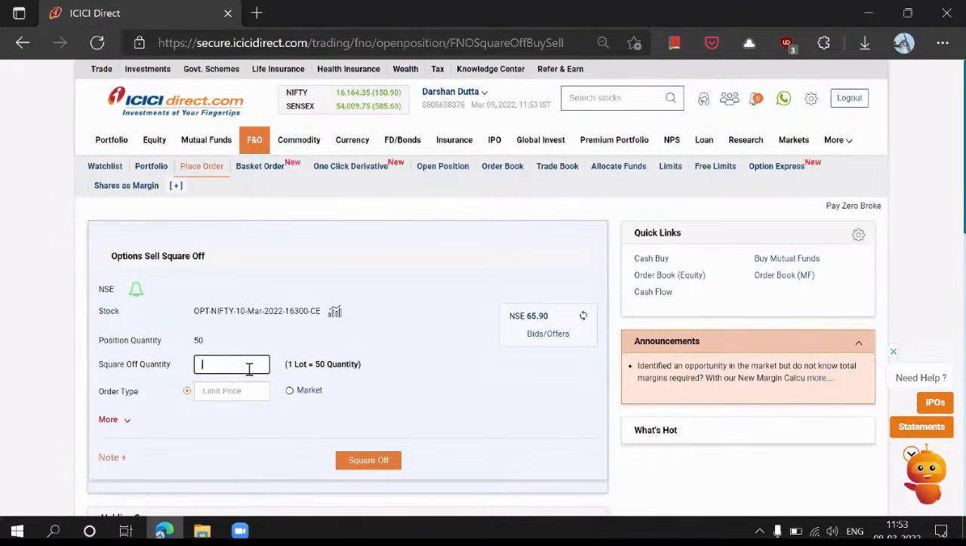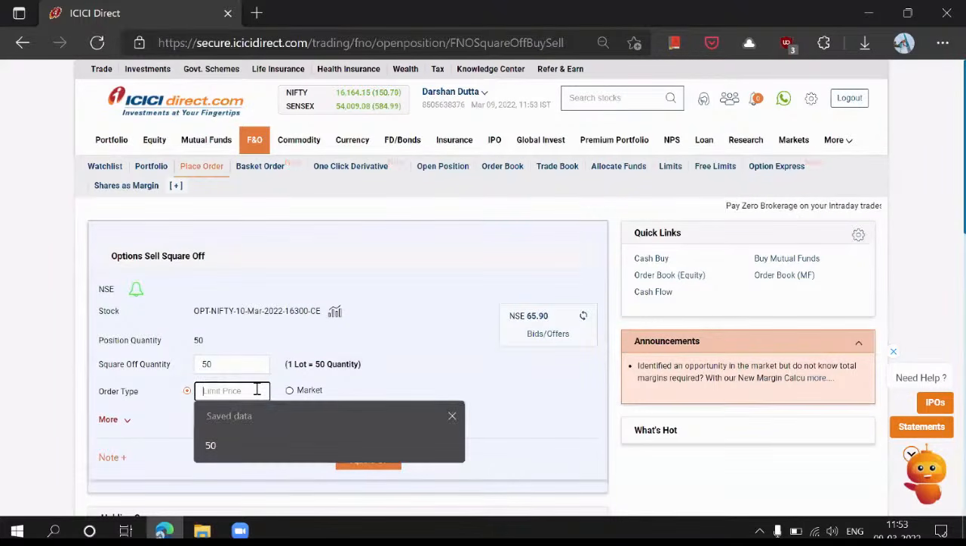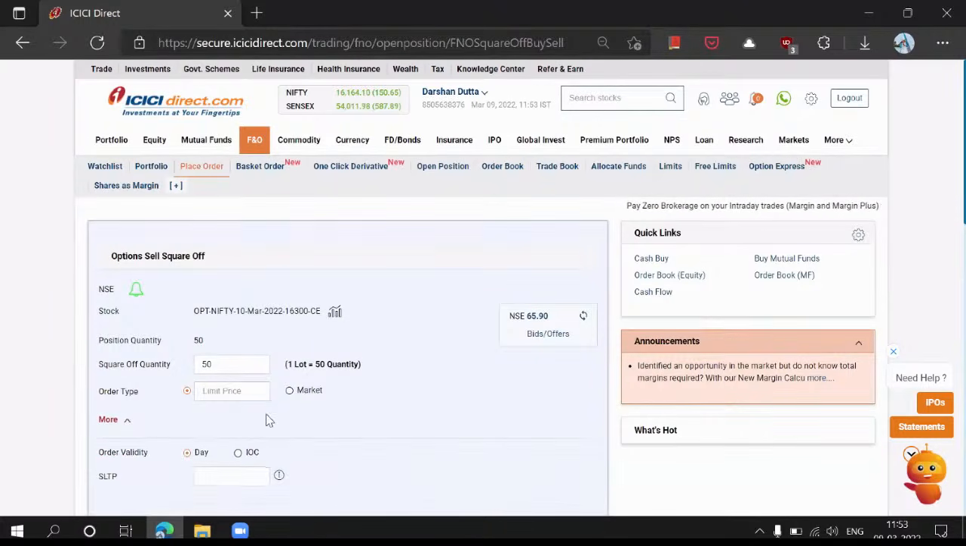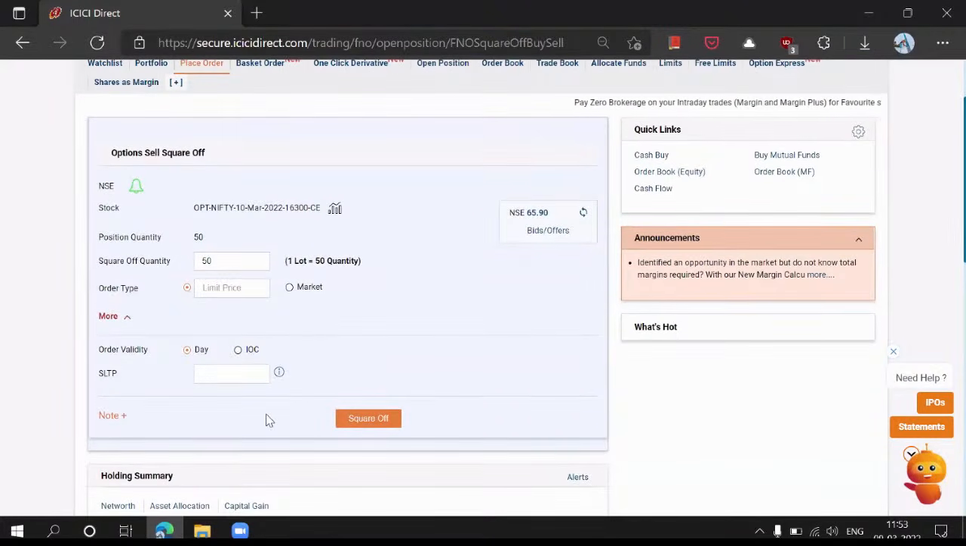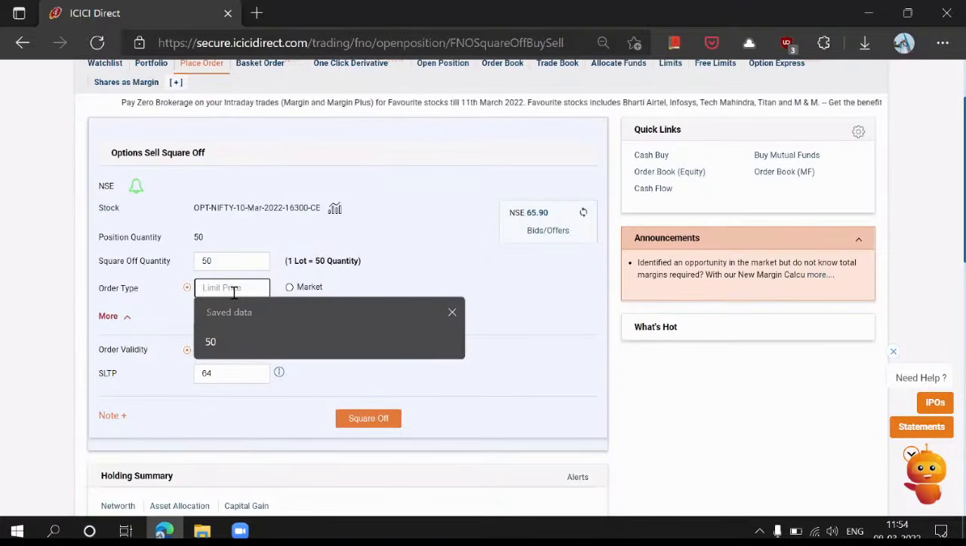When you click on square off, put in 50 quantity, and you click on more. We've kept it simple. Click on more, and here you will see stop loss. SLTP is basically stop loss trigger price. You could put in a stop loss here of 64 rupees, because you've taken a position and the price is 65.90. You put in a stop loss trigger price of 64. And you have to put in a limit price, so just put in a limit price of 63.